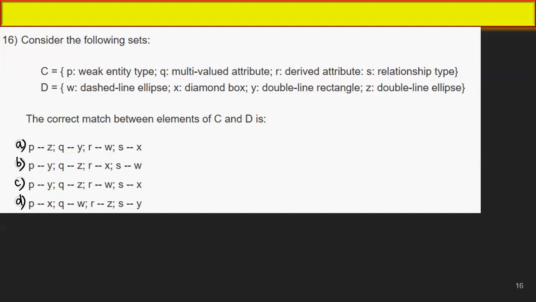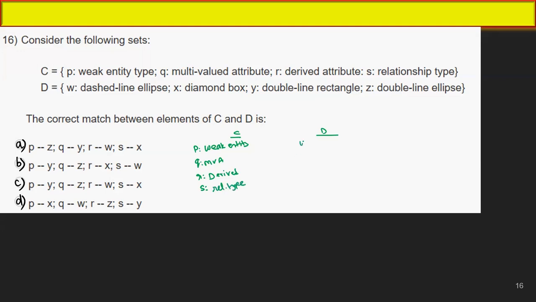Answer patiently. What is the correct answer for this question? Just observe. Two persons are there. C is there, D is there. C tells about four things: P, Q, R, S. P is a weak entity. Q is a multi-valued attribute. R is a derived attribute. And S is a relationship type.